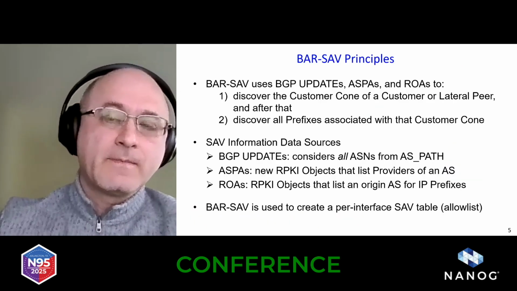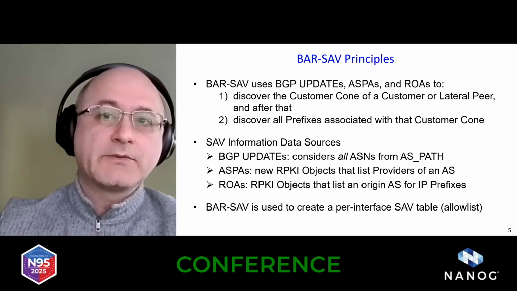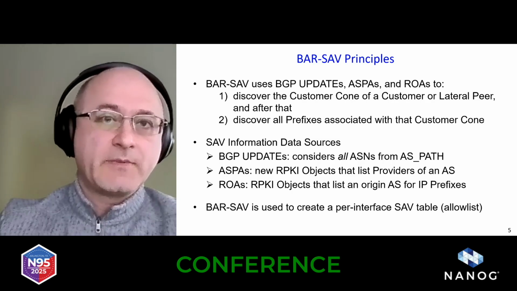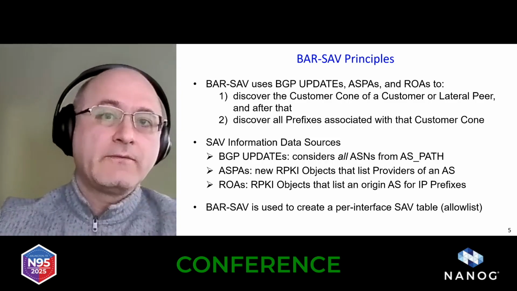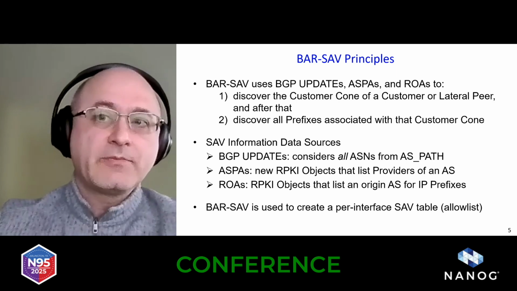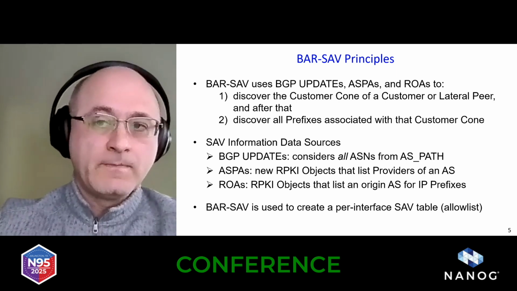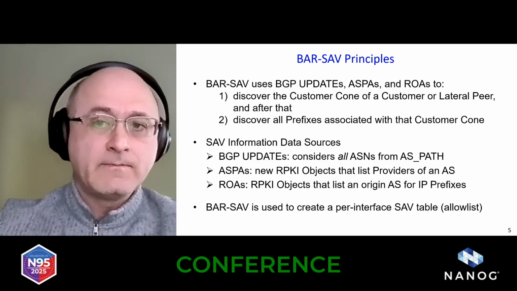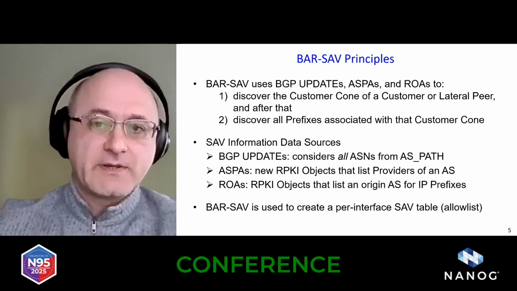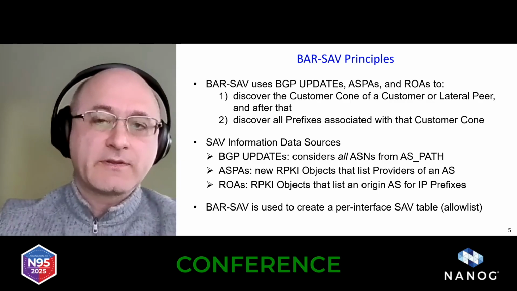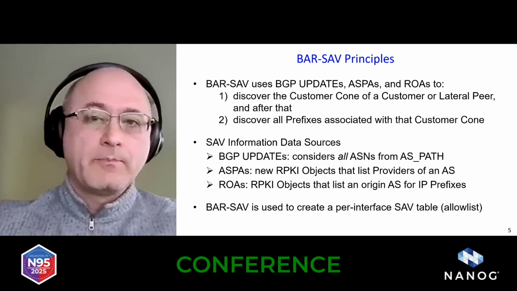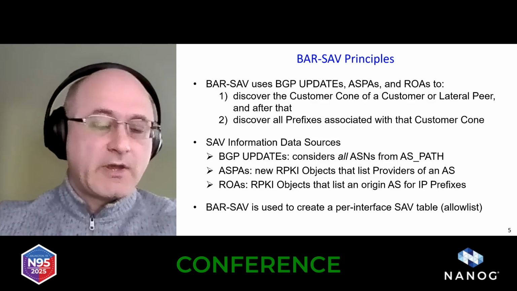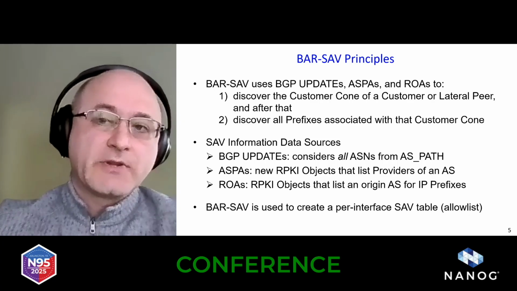What do we do with BAR-SAV? Well, we look at the RPKI registry, we look at ASPA and ROA as well as sources of information. So in essence, BAR-SAV uses BGP, ASPA, and ROA to discover the customer cone for a particular customer or lateral peer. And once the customer cone, which is basically a set of all AS numbers that are in this customer cone, is known, we're discovering all prefixes that are associated with that customer cone, that are originated by that customer cone.